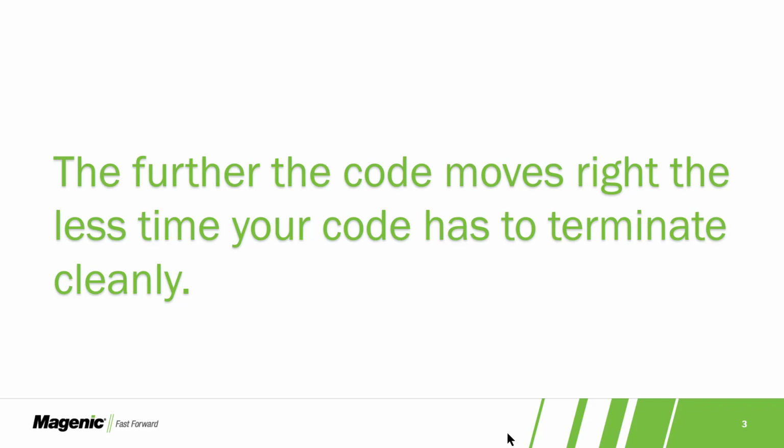Disposability: the further the code moves to the right, the less time your code has to terminate cleanly. If we're running on hardware or a virtual machine, where we have full control of our operating system, the shutdown can be managed. The shutdown can wait patiently for things to be done. If we move that same thing into a container or a function, that gets harder and harder, and the amount of grace time you have gets less and less.